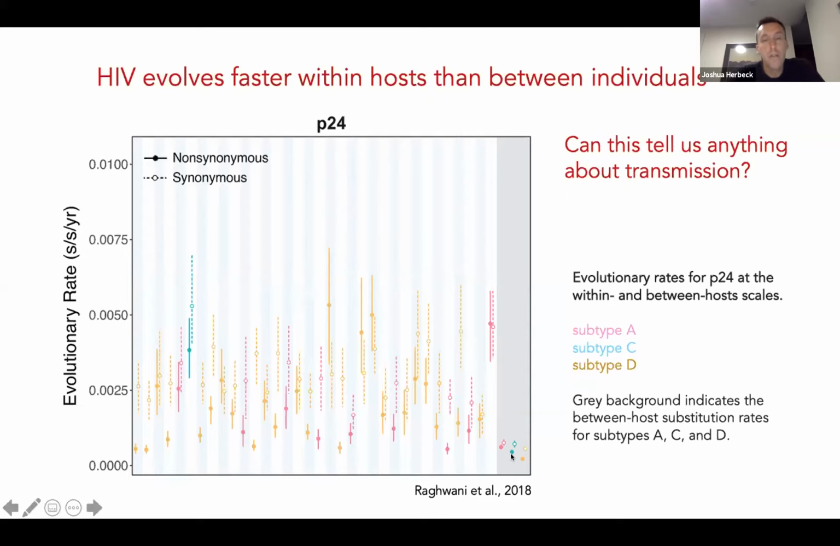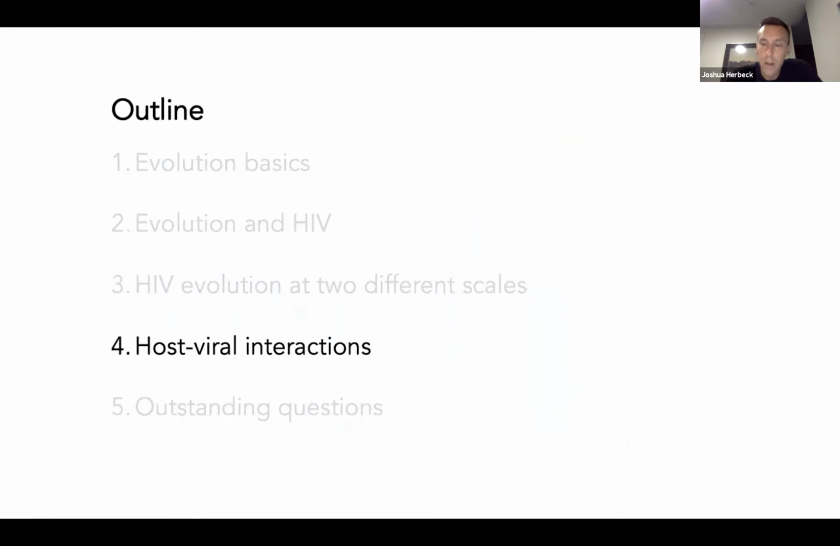And so this has been known for a few years now for HIV, and there's been a lot of work trying to figure out what this can tell us about transmission. So I'm going to stop here and let Katrina follow up, and I hope that was at least marginally useful. Great, thank you, Josh.